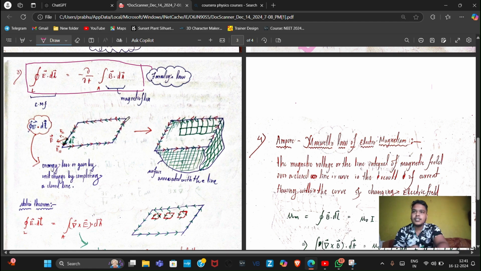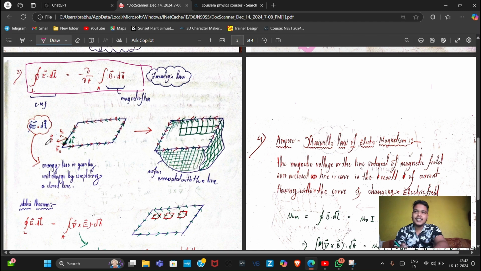Okay, suppose here is a closed loop we have assumed, and in that closed loop, at this particular point the electric field is acting like this, and dl is like this. So E dot dl basically gives us what? The component of E along dl. So for getting the component of E along dl, we need to resolve it like this. So this is E perpendicular, this is E parallel.